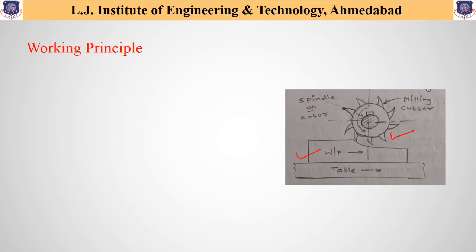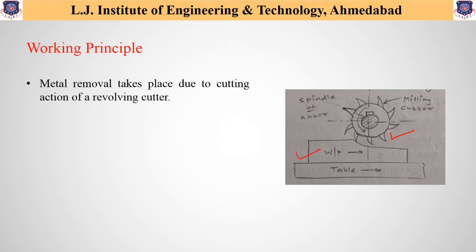So let us understand what is the meaning of milling. Milling is the machining process in which material removal takes place due to the cutting action of a revolving cutter. This means this cutter will revolve about its axis, and the rotation of this cutter helps to remove the material. And this revolving cutter is fixed on a shaft, and this shaft may be called as spindle or arbor.